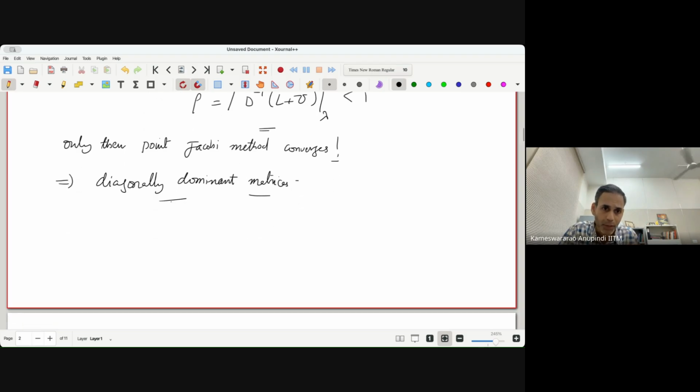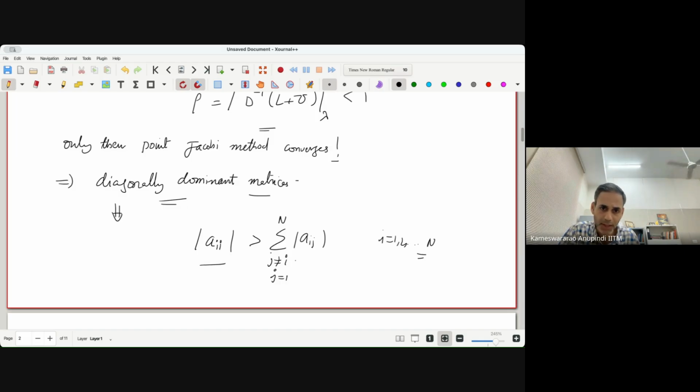What are diagonally dominant matrices? Diagonally dominance means, I think we have seen this before, that the modulus of Aii is greater than the summation of all the modulus of Aij, where j is not equal to i, but j goes from 1 to n. So this should be valid for all i equals 1, 2, 3 all the way to n.